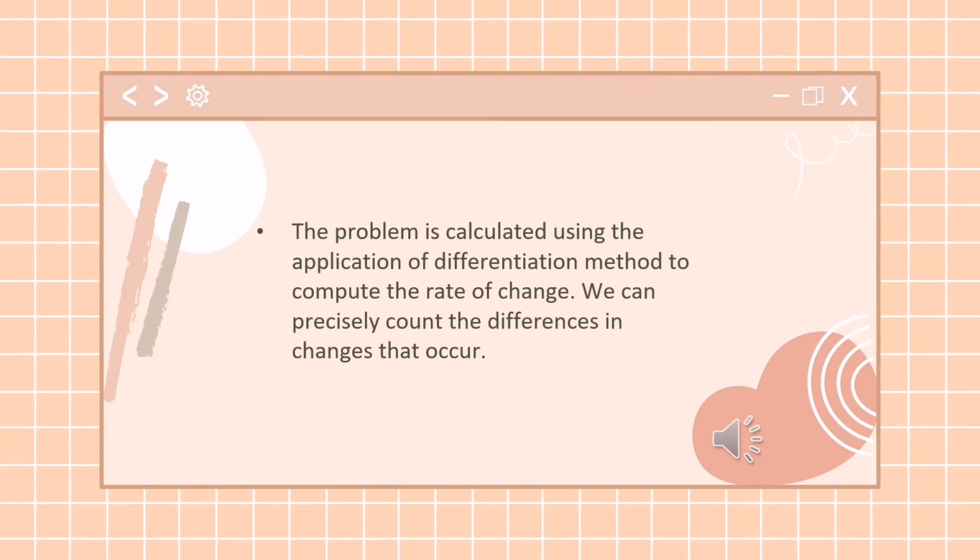The problem is calculated using the application of the differentiation method to compute the rate of change. We can precisely count the differences in changes that occur.